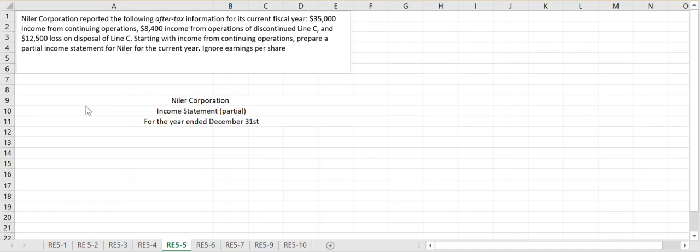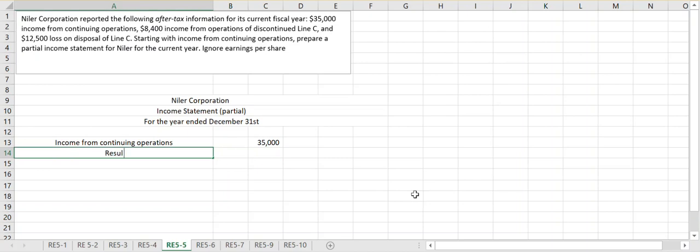So they tell us that there was $35,000 in income from continuing operations, $8,400 of income from operations of our discontinued line C. So line C did actually operate at an income during the period. But there was a $12,500 loss on disposing of line C. Whether that means we sold it or just got rid of it and lost out on the value of some assets, whatever the case may be, we do have a loss. So we're going to start with our income from continuing operations and prepare that lower portion of our income statement. So we have our income from continuing operations, and that was at $35,000.